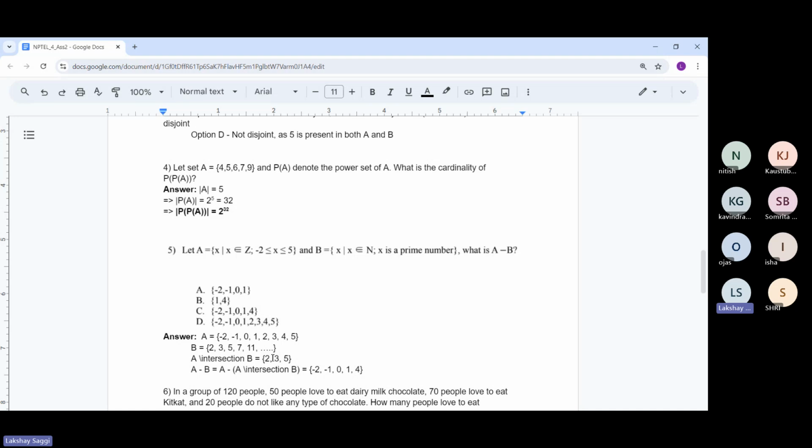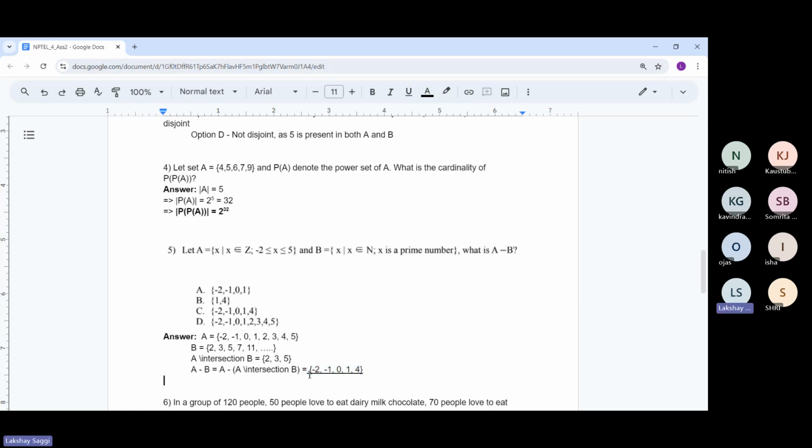So first of all, remember this guys. So primes start from 2, 3, 5. So we only remove 2, 3, and 5. So what remains is -2, -1, 0, 1, and then 4. This is the answer for us. I'll just underline this.